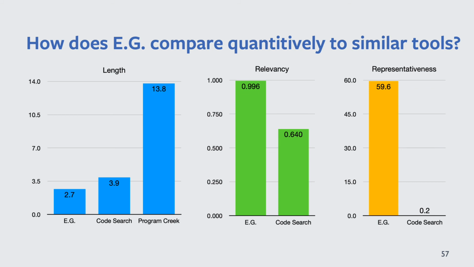These figures show the average length, relevancy, and representativeness for EG, code search, and Program Creek. Compared with examples from EG, code search results contained more irrelevant lines of code. We also observed that code search results were more likely to contain long, uninformative identifier names. Meanwhile, Program Creek examples were on average over 5 times longer than EG examples. Representativeness may be a less meaningful metric. However, this metric indicates a random code search result is unlikely to contain the top EG common usage pattern.